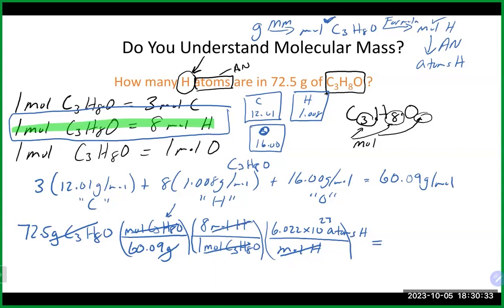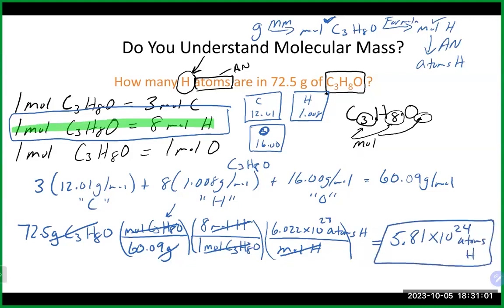We're going to multiply across the top there, 72.5 times 8 times Avogadro's number using our exponent button. We're going to hit equals and divide by 60.09. And we will get, looks like, 5.81 times 10 to the 24 atoms of hydrogen. It's a lot of hydrogen atoms. Any questions on that calculation?